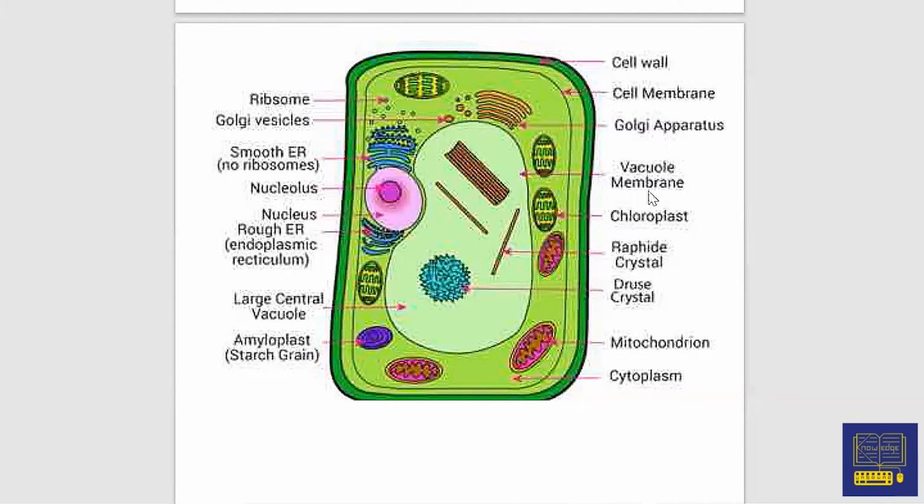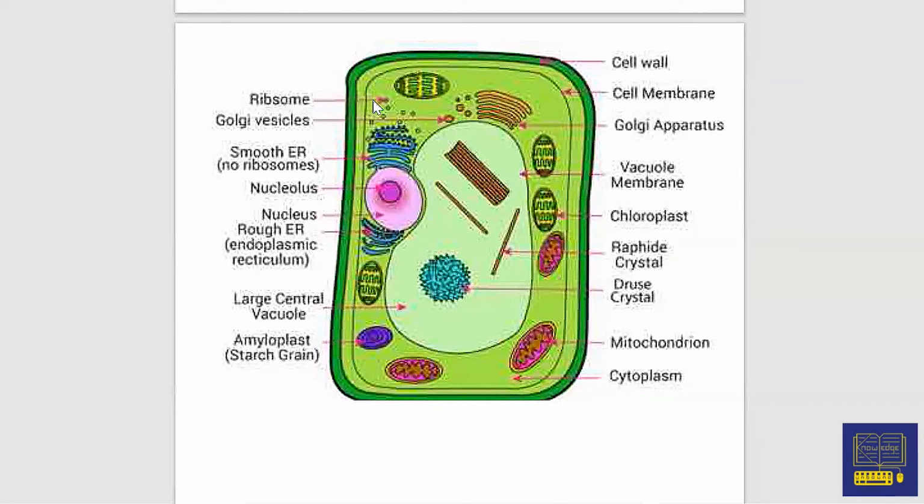Okay, now let's talk about the Golgi apparatus. You can see this. This is called the Golgi apparatus. They are found in eukaryotic cells and are involved in distributing synthesized macromolecules to various parts of the cell. The main function of the Golgi apparatus is packaging and secretion of protein.